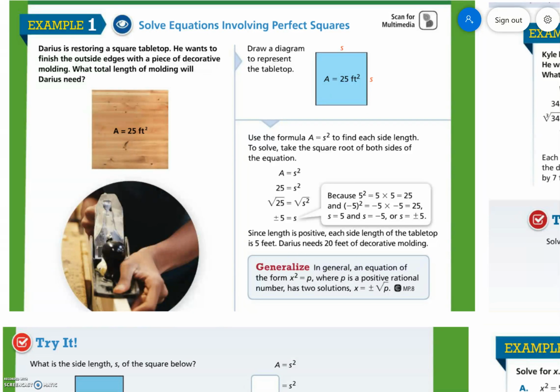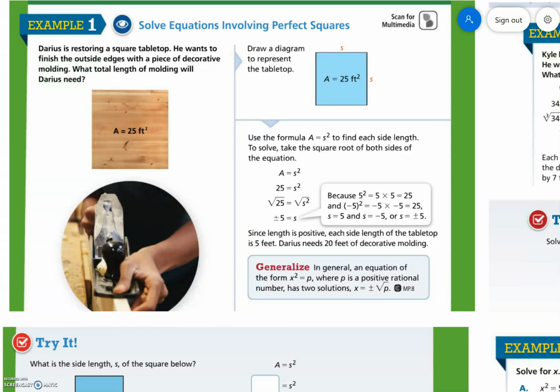We are going to do some solving equations with perfect squares and perfect cubes. So let's start off with the perfect squares. Example number 1, Darius. Darius is restoring a square tabletop. He wants to finish the outside edgings with a piece of decorative molding. What total length of molding will Darius need?